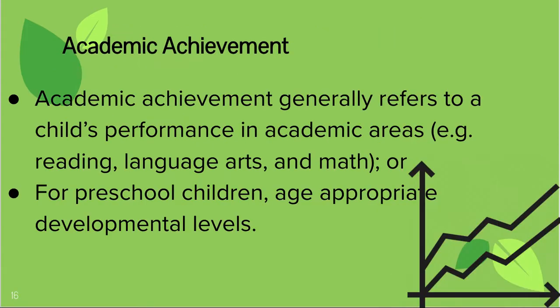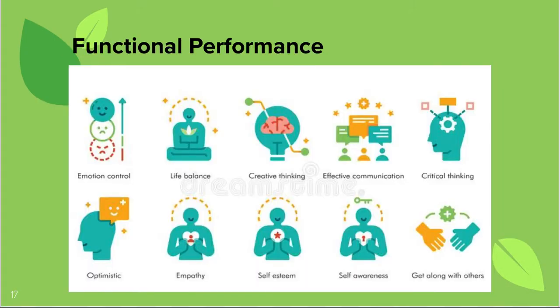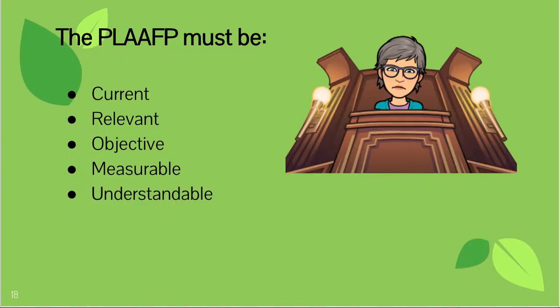When we're talking about academic achievement, we're referring to a child's performance in the academic areas like reading, language arts, and math. Or for preschool children, we're talking about age-appropriate developmental levels. When we're talking about functional performance, we're talking about skills and activities that aren't considered academic or related to a child's academic achievement. It's usually in the context of routine activities of everyday living, and it varies depending on the individual needs of the child. We have to remember, though, that functional performance can impact educational achievement.